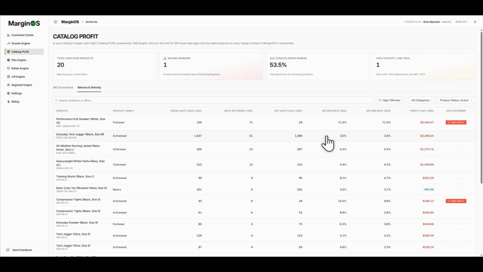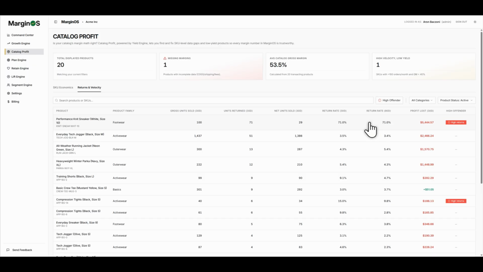Is this a one-off or a systemic product or experience problem? 4 returns on 5 units of some tiny SKU shouldn't trigger alarms. 120 returns on 300 units coming back quickly usually points to bad batches, misleading creative or sizing, or wrong expectations in the offer. Now you can decide.